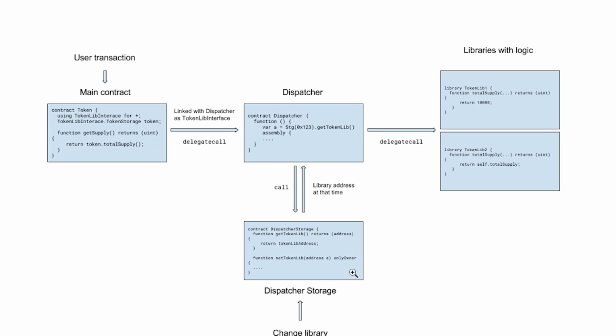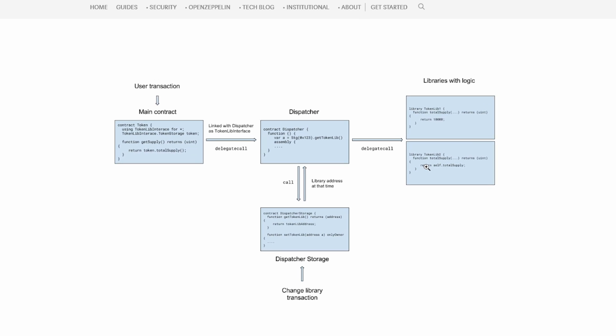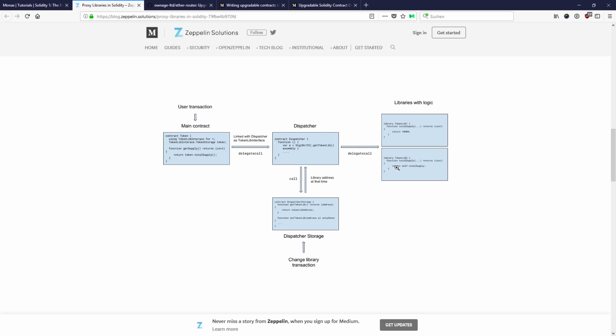You can see that here. So the user transaction comes in to the main contract. In the main contract, there is a dispatcher, and the dispatcher has a fallback function, and then it goes to the library. The drawback: this dispatcher contract must know the memory size of the return values. So if we have return 1000, then it must know this return value in advance. Not the value, but the size of the value.